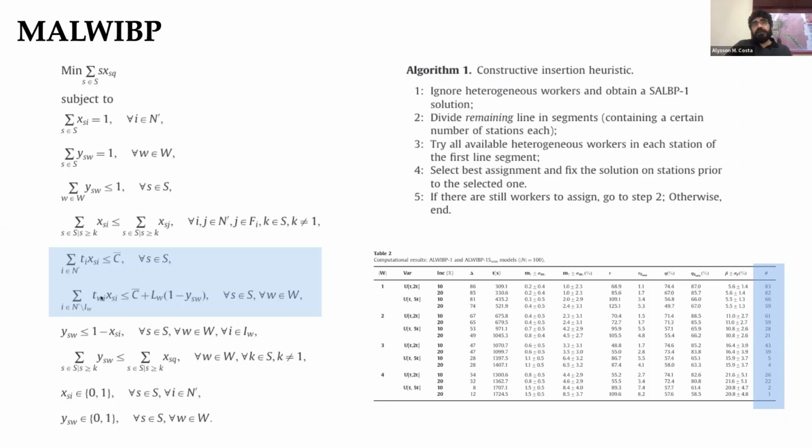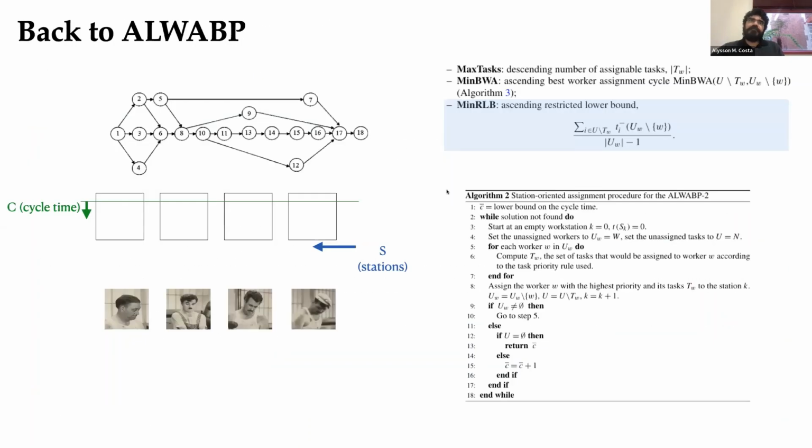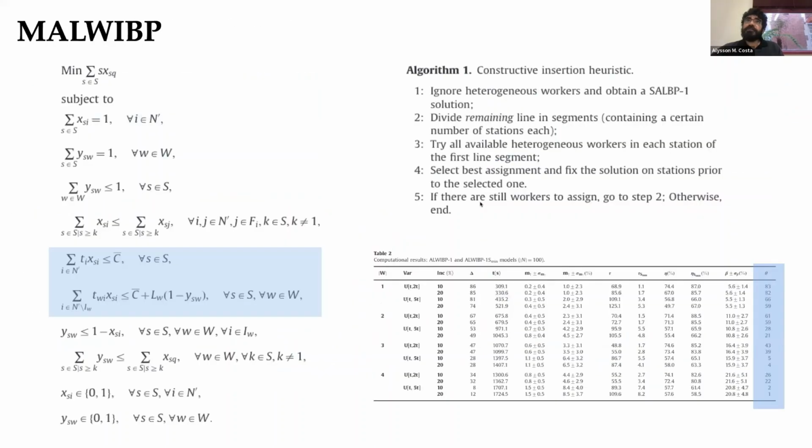As I mentioned, we developed some heuristics that were based on the heuristics that we had before. So the same idea of using these simple assignment heuristics was used here, but now you'd look at the line, you ignore that you have heterogeneity, then you divide the lines and obtain a simple assembly line balancing solution, and then you try to integrate these workers within the line.